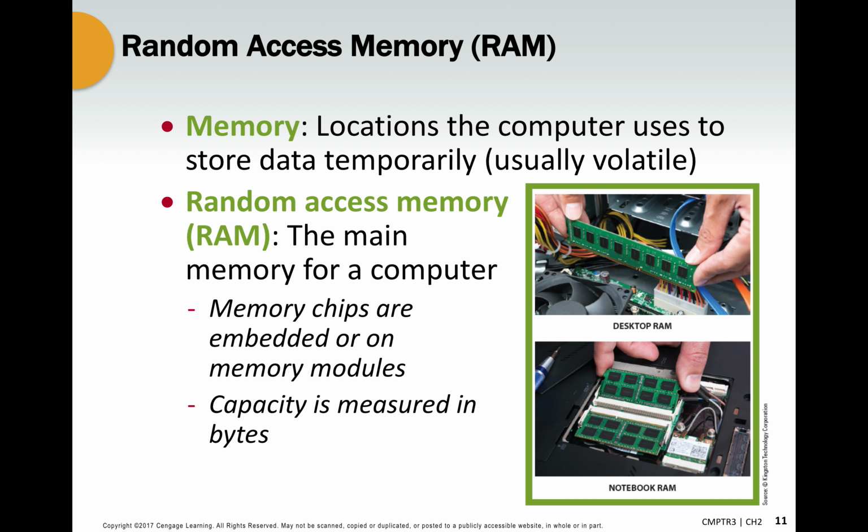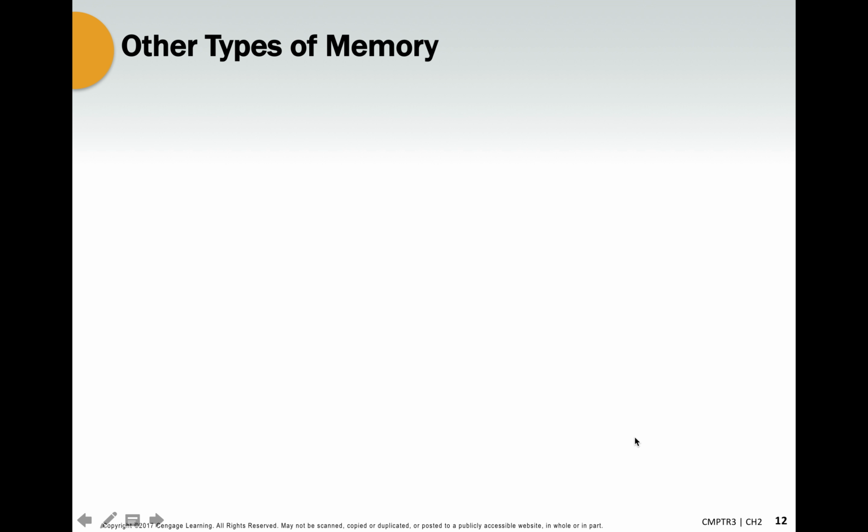Also, the capacity is measured in bytes. We talked about bytes yesterday as a part of our bits, right? Bytes are a collection of bits, and that is how data is stored within our computer. And then there are various types of speeds that are available for your computer. And you see how the RAM actually looks a little bit different for a desktop computer and then for a notebook computer.